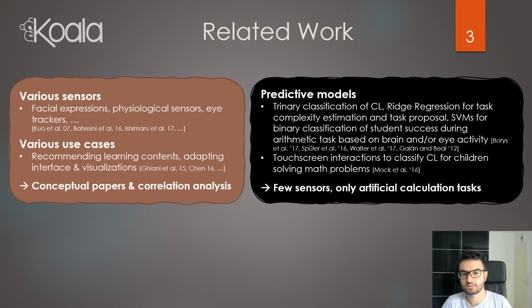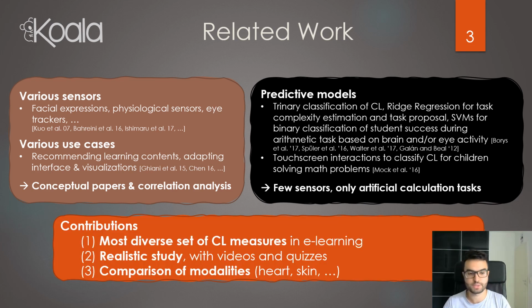However, these models usually focus on some few sensors, for example, EEG or eye tracking features. And on the other hand, they often don't really have a learning task, but more a mental arithmetic task. So you need to add up some numbers, and depending on the difficulty of that task, you can expect the cognitive load to be high or low.